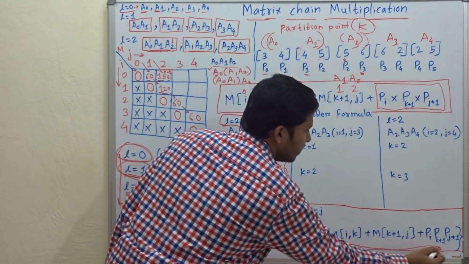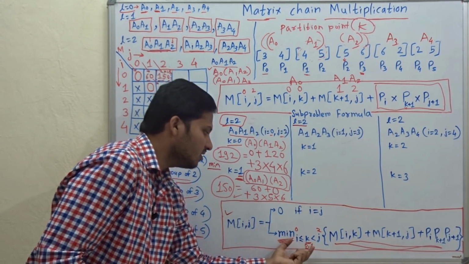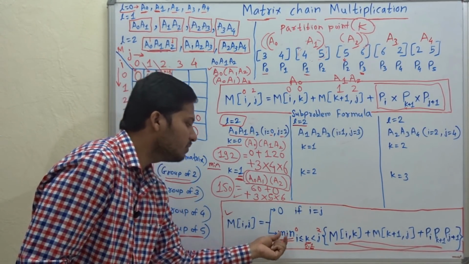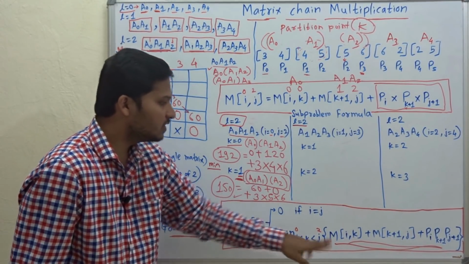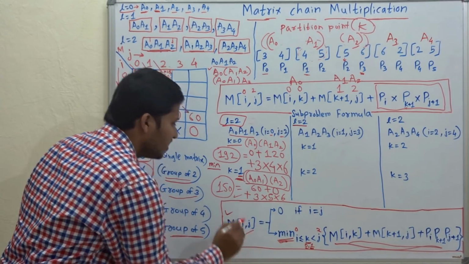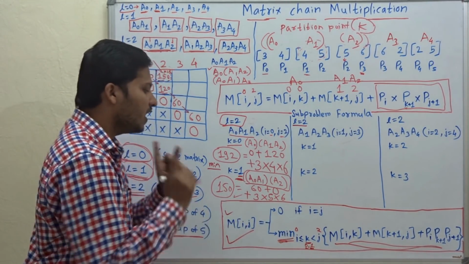This is the same thing as you have seen here. The only extra thing written here is that we are going to take the minimum cost of all the partition points, which is written in this formula. This is our final formula for every cell. This formula works for every cell.